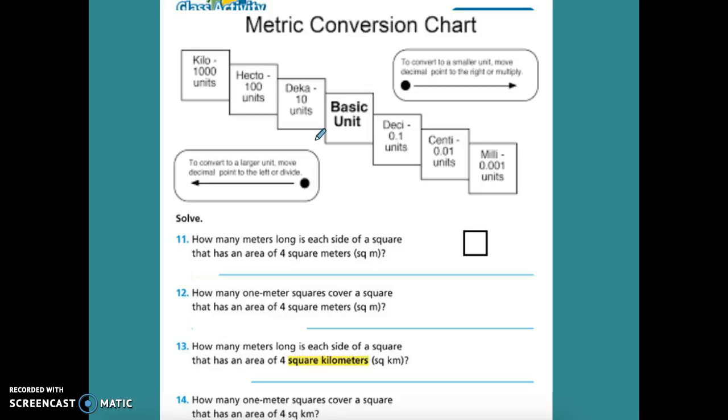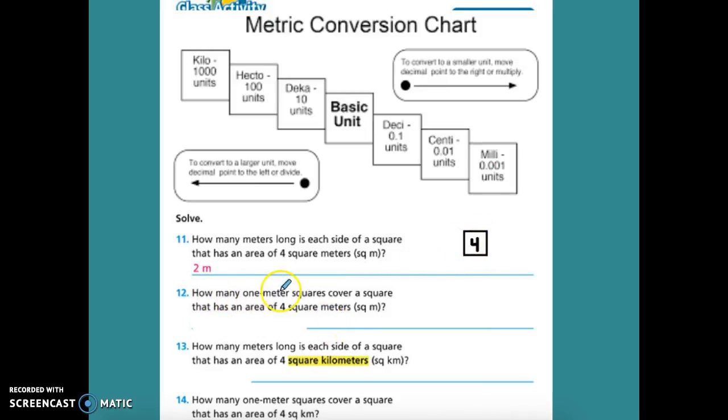But let's look at the first question. It says, how many meters long is each side of a square that has an area of 4 square meters? So we know the area, and I drew this little box to help us. We know the area of this square is 4. The question is, how do we get that area? They want to know how long each side is. So remember, to find the area of a square, we're going to do base times height. So what times what gives us 4? If you said 2, you're right on. 2 meters. 2 times 2 would give us this 4 square meters.